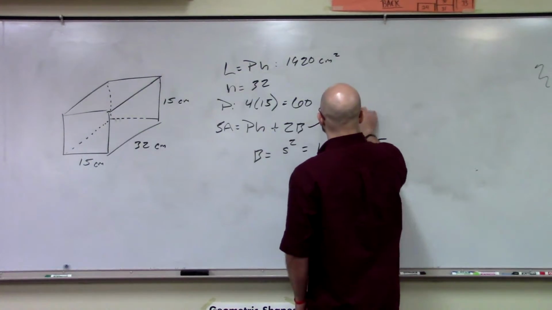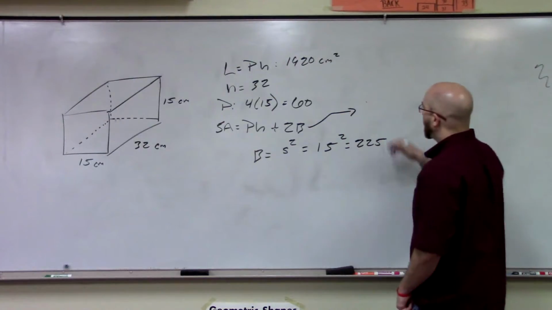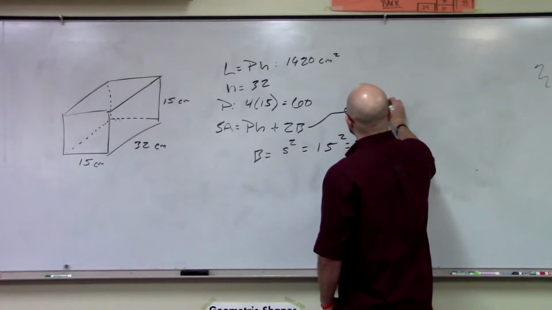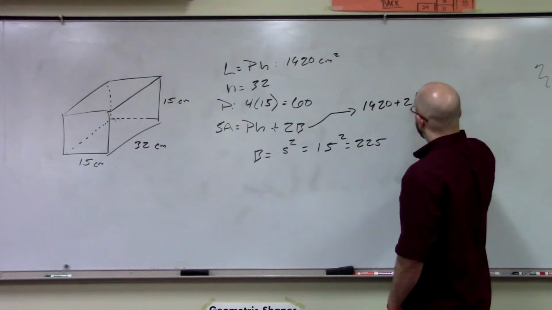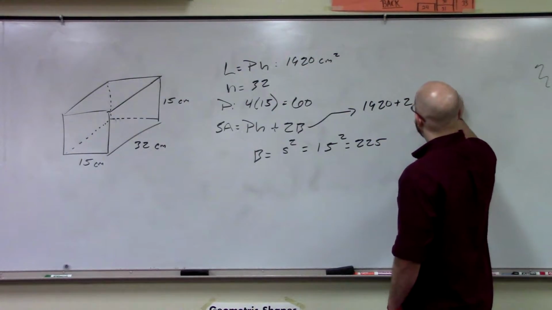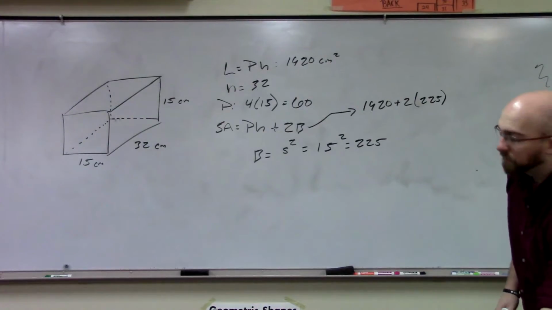So let's plug in our numbers. We got 1920 plus 2, and let's just go ahead and put in a calculator.